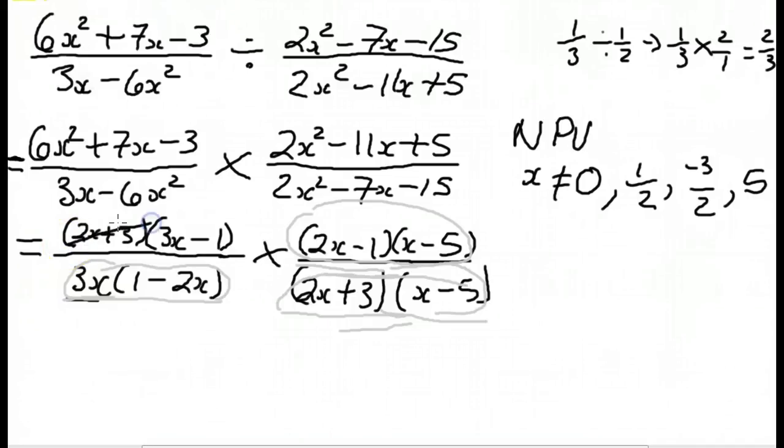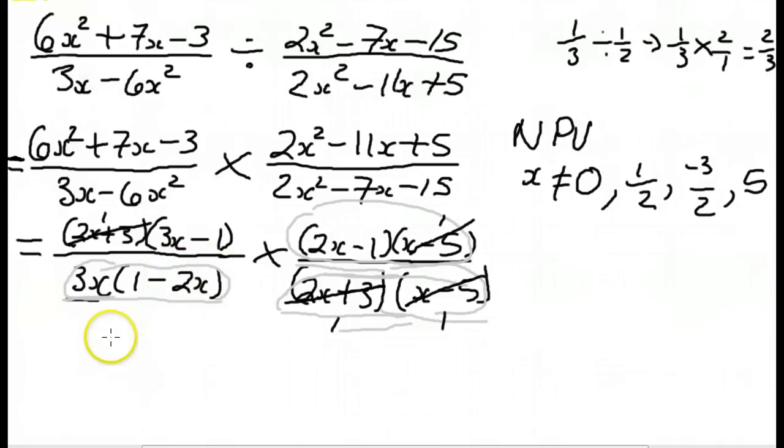All right, now, next step, we can go and we can start canceling out. So I've got a 2x plus 3 and a 2x plus 3. I'm just going to write a 1 underneath to show they cancel. Got an x minus 5 here, cancels with this x minus 5. The 3x and the 3x minus 1, nothing's going to happen there. 1 minus 2x, 2x minus 1. They're pretty similar, but they're not exact.